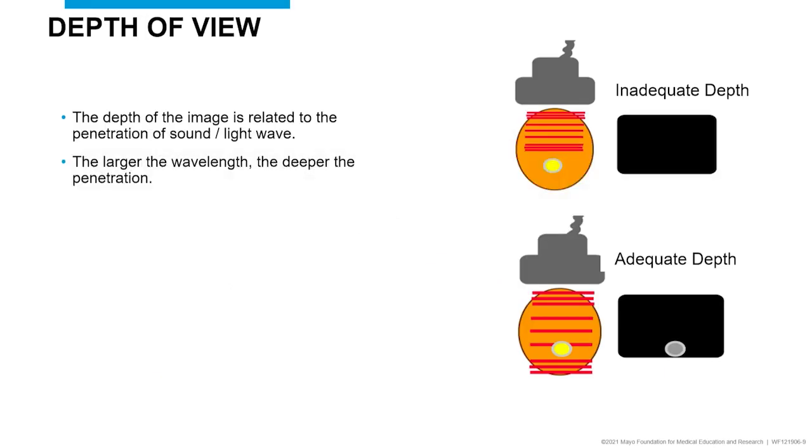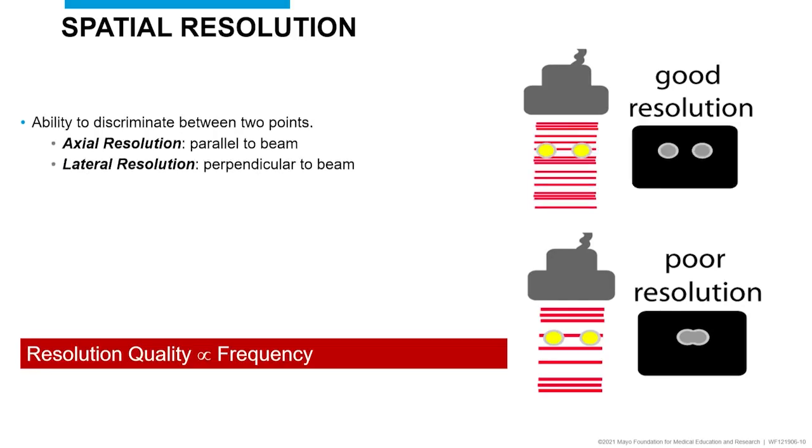When we look at the depth of the image, it relates to the penetration of sound and light wave. If this is the object of interest, you're seeing in this schematic diagram, there's inadequate depth for imaging. If this is the object of interest, you have good depth and you'll be able to see this when the image is reconstructed. As a general rule, the larger the wavelength, the better the penetration. So as for any ultrasound system, even if you take ultrasound probes, if you've got a lower frequency, you can see deeper structures easily. For more superficial structures, you typically use a higher frequency probe. So same thing in the coronaries.